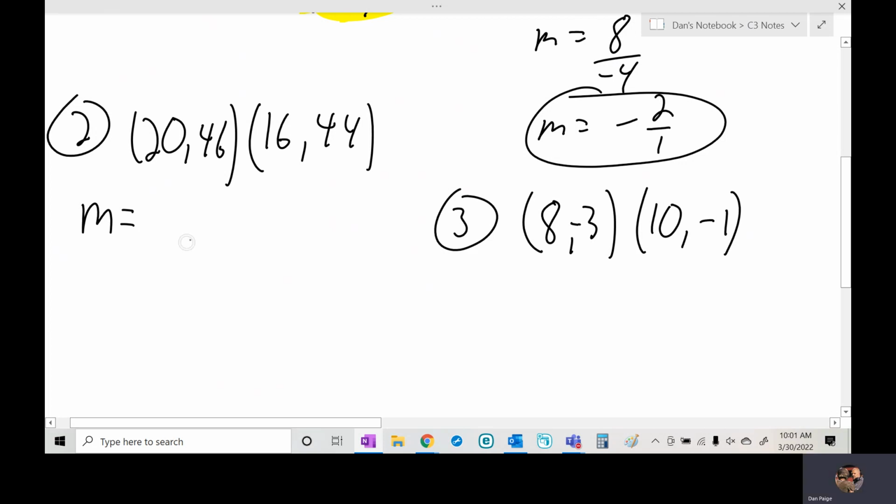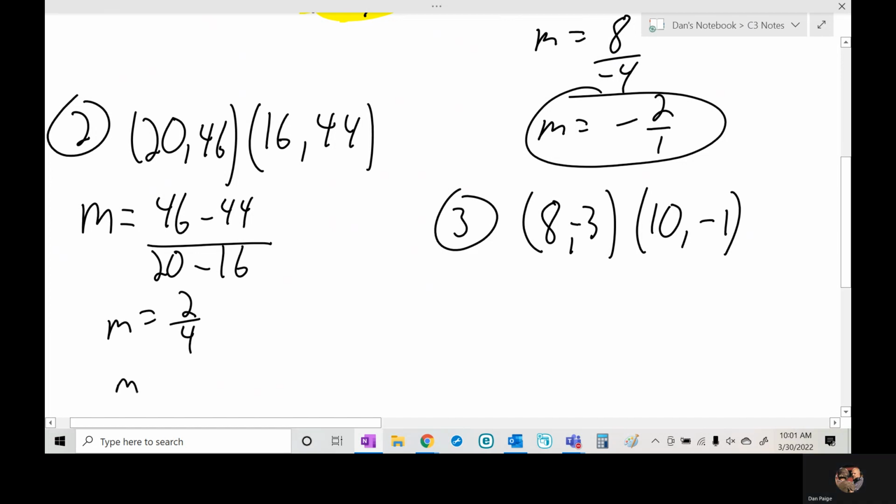All right, let's go over this. We got y 46 minus y 44 over the x 20 minus the x 16. That gets us 2 over 4. You reduce that down to 1/2. You guys good with that one? Any questions? No? We're good? All right. Let's do the second one.